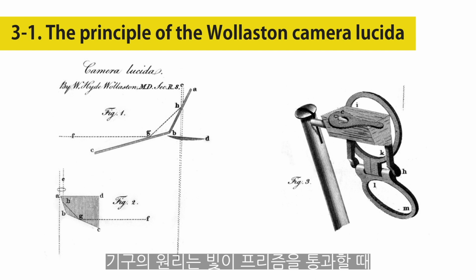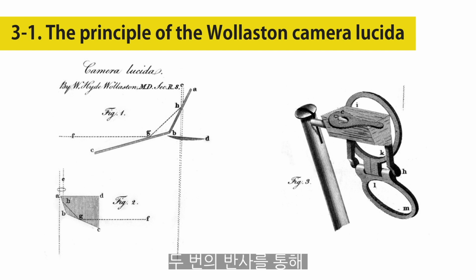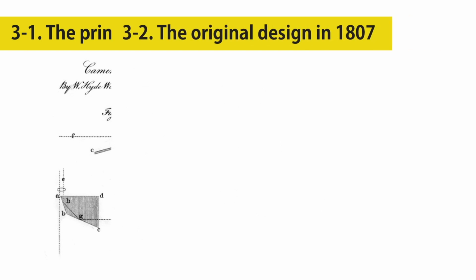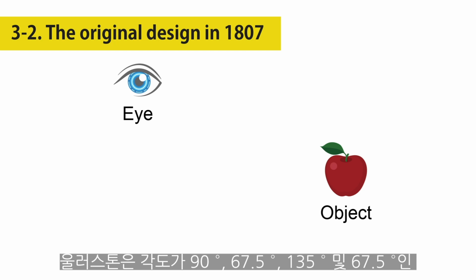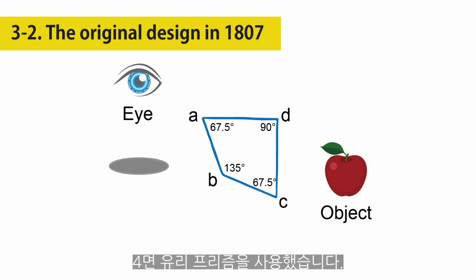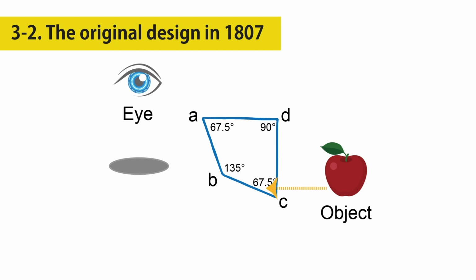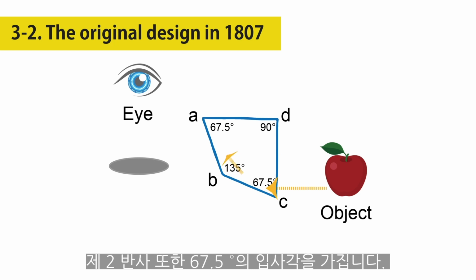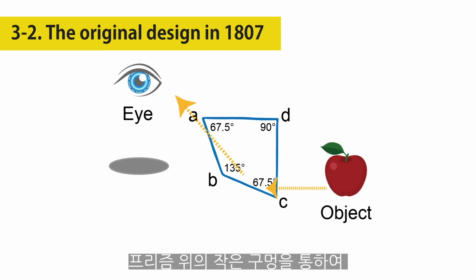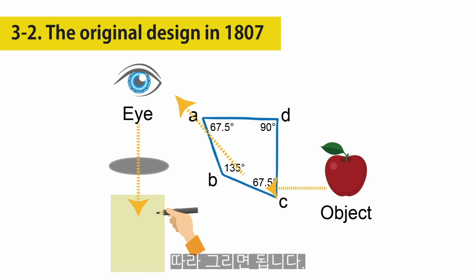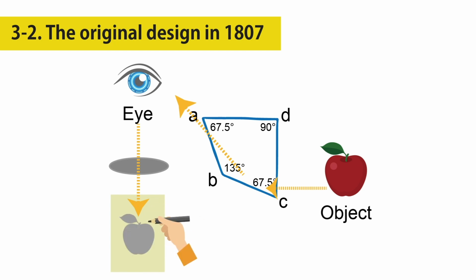The principle of the instrument is to project the subject directly onto the paper, through two reflections, when the light passes through the prism. Wollaston's design used a four-sided glass prism with four angles. The first reflection of the ray coming from the object has an angle of incidence of 67.5 degrees. The second reflection also has an angle of incidence of 67.5 degrees, permitting all of the light from the subject to travel to the eye. The light from the paper can still pass through the prism to the eye, allowing the action of the pencil on the paper to be seen.